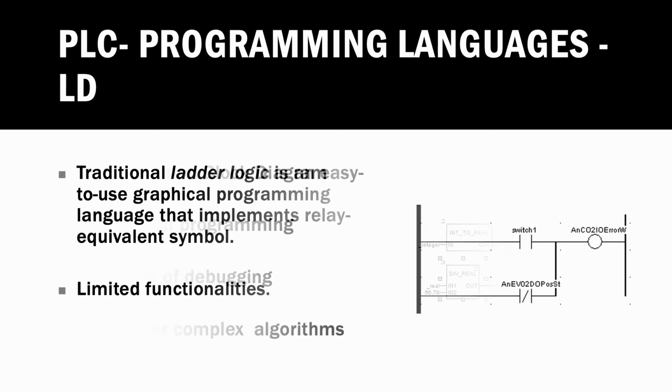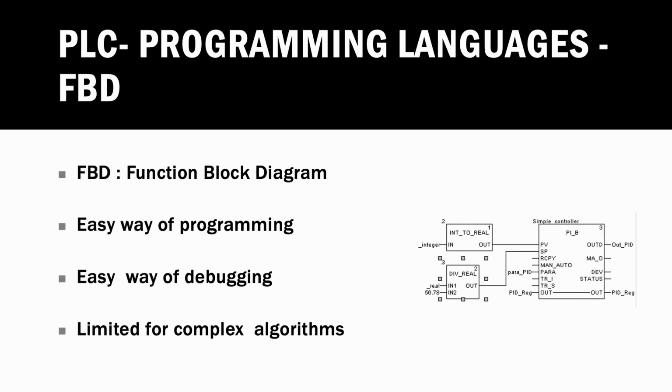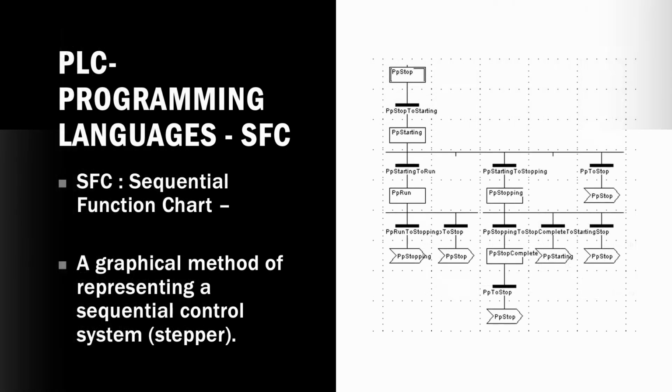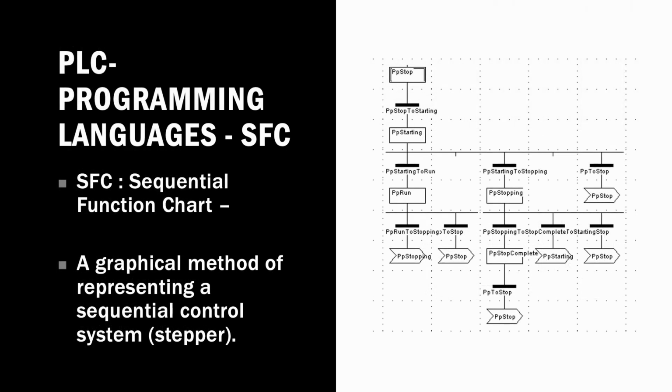Next one is function block diagram. In function block diagram, this is an easy way of programming, but it is limited for complex algorithms. And the next one is sequential function chart. This one is a graphical method that represents sequential control systems like steps.